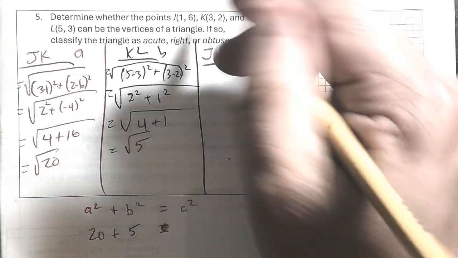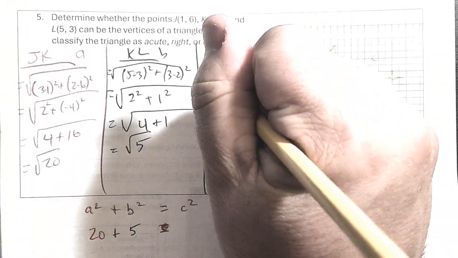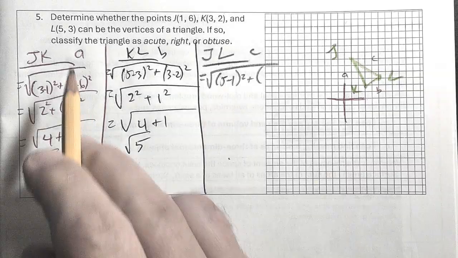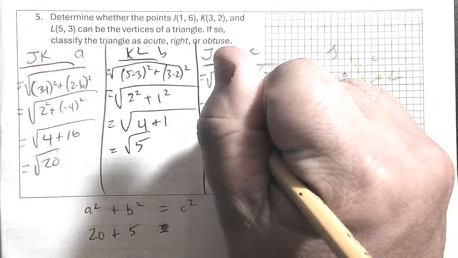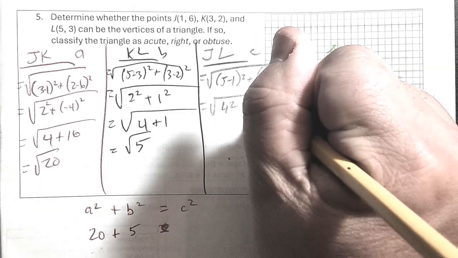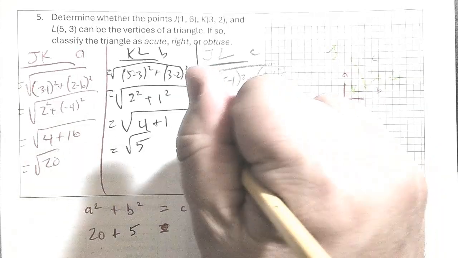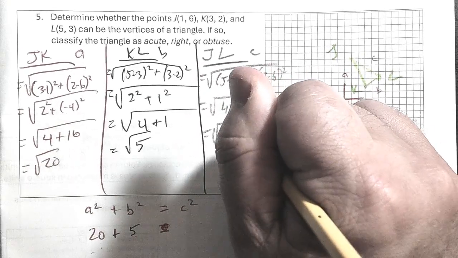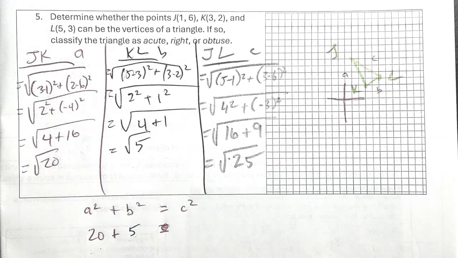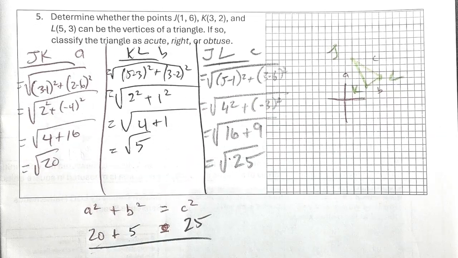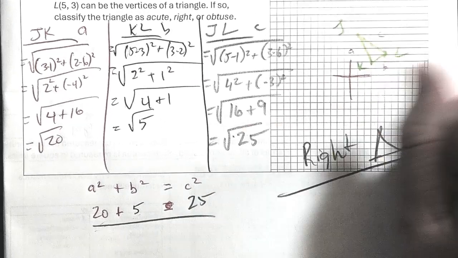So JL. So you got 5 minus 1, and then you got 3 minus 6. So you got 4 squared plus negative 3 squared. 4 squared is 16. Negative 3 squared is 9. 16 plus 9 is, drum roll please, 25. So A squared plus B squared equals C squared. So this is a right triangle.